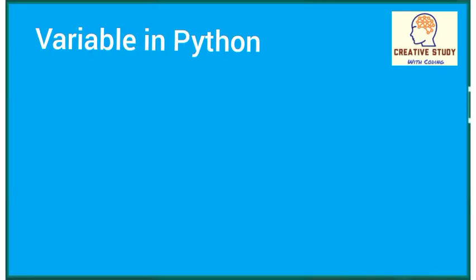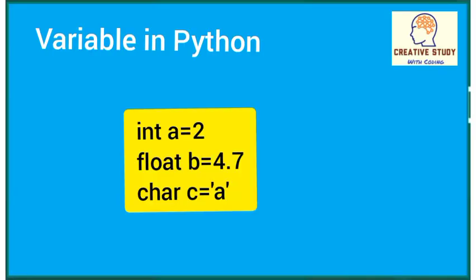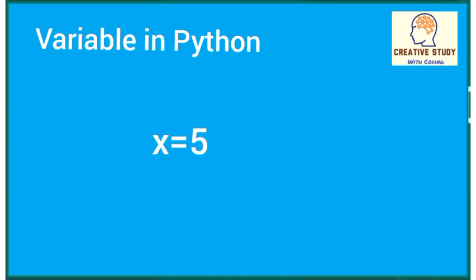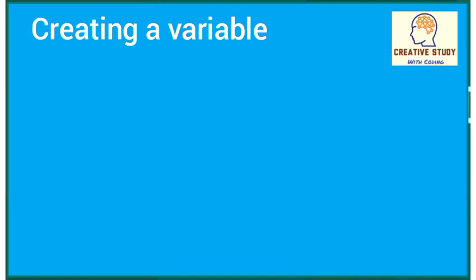In many other languages, we need to declare and define the variables with a specific data type in advance. But in Python, it is not necessary. In Python, to create a variable, we just need to assign a value using the assignment operator. The moment we assign a value, a variable is created. Let's take an example to understand it.